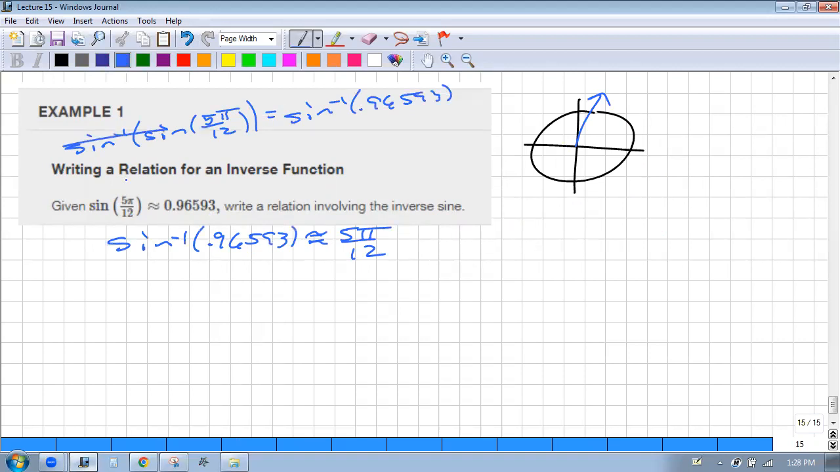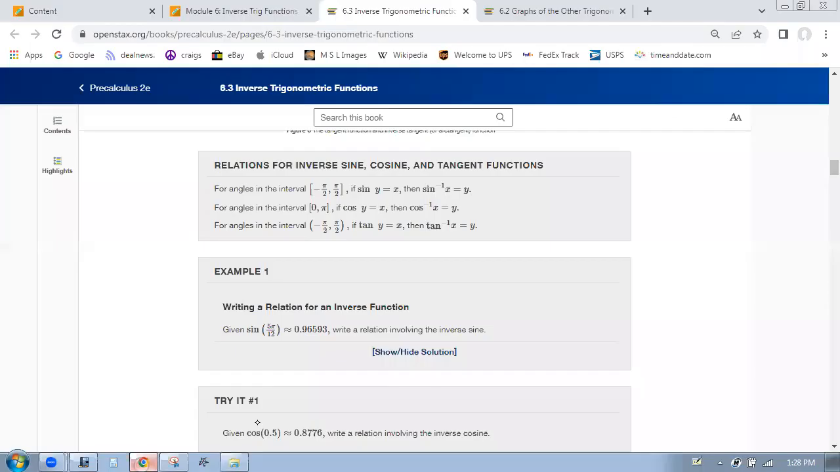Those undo one another, right? And they perfectly undo one another because this is something that can come out of sine. It's on the right side of the unit circle here. We'll do another one here.